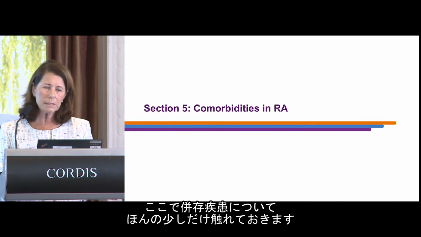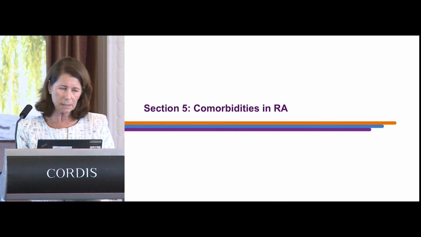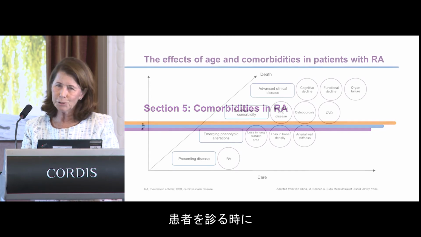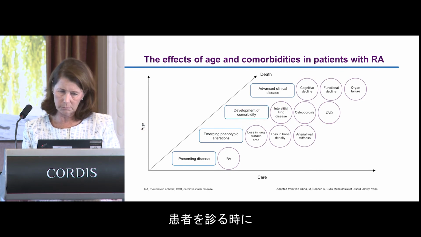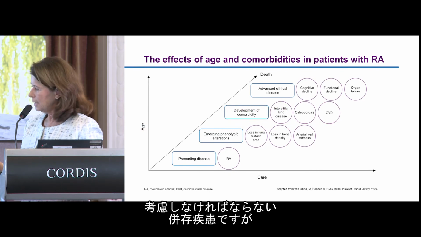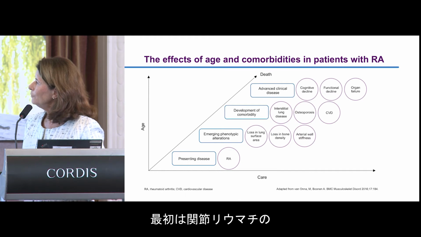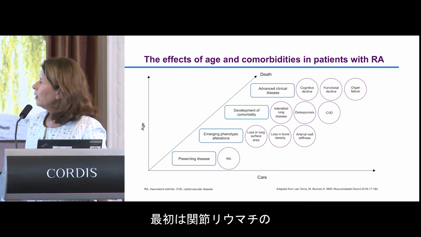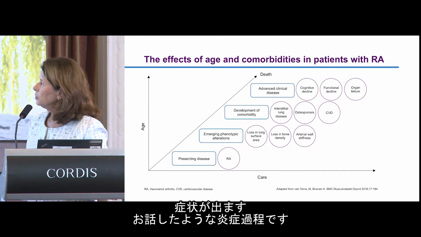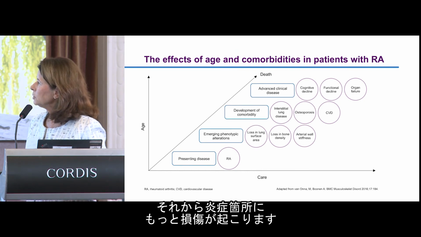So the comorbidities, I'm just going to briefly touch upon these because I talked too long. These are comorbidities we need to think about when we're looking at patients. The patient first presents with RA, and as things emerge, as we've talked about with their inflammatory processes, they will have more damage in these areas.